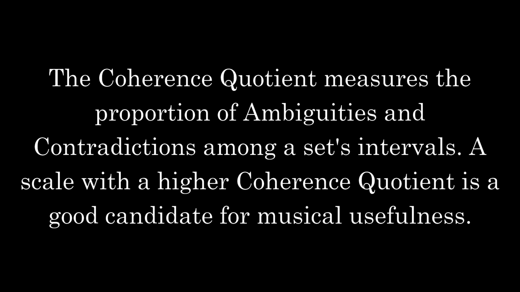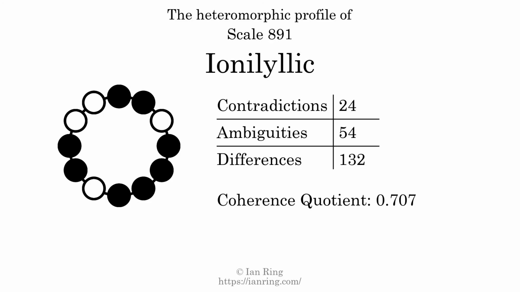The coherence quotient measures the proportion of ambiguities and contradictions among a set's intervals. A scale with a higher coherence quotient is a good candidate for musical usefulness. The coherence quotient is 0.707.